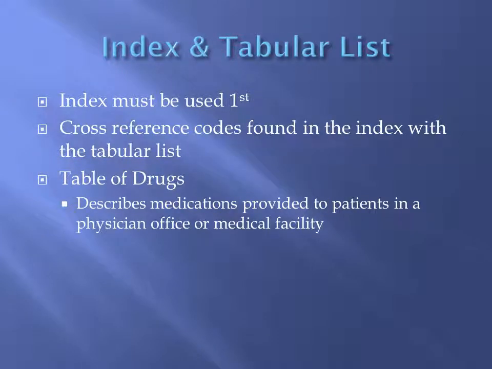HCPCS, like CPT, has an index and a tabular list, and the index must be used first. You will cross-reference the codes found in the index with the tabular list. And there's also a table of drugs, and this describes medications provided to patients in a physician office or a medical facility.